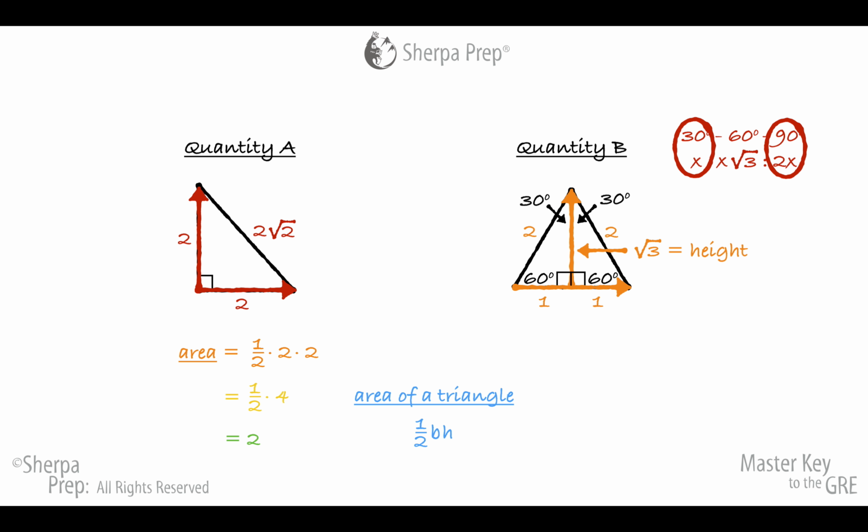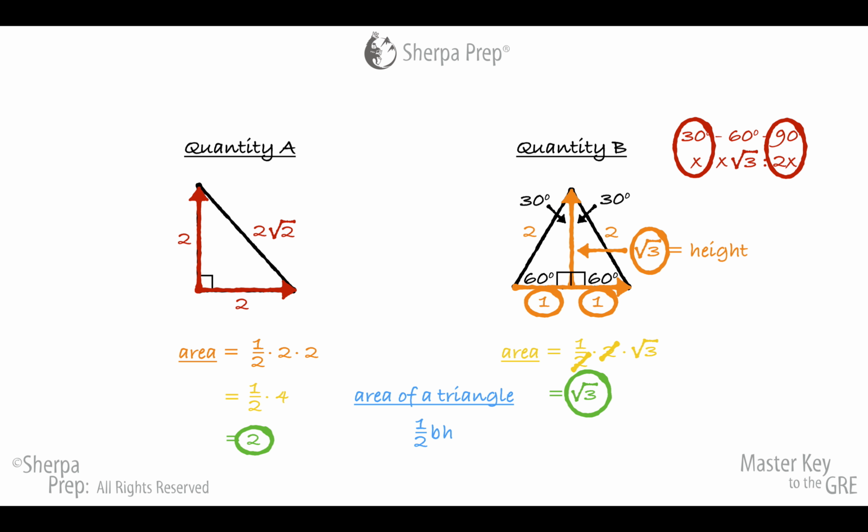So to get its area, it's going to be 1/2 times the base times the height. And again, remember, the base is 2 and the height is square root 3. So it's going to be 1/2 times 2 times square root 3. Well, notice when we multiply this out, the 2's are going to cancel, leaving us with square root 3. In other words, we're comparing 2 to square root 3.